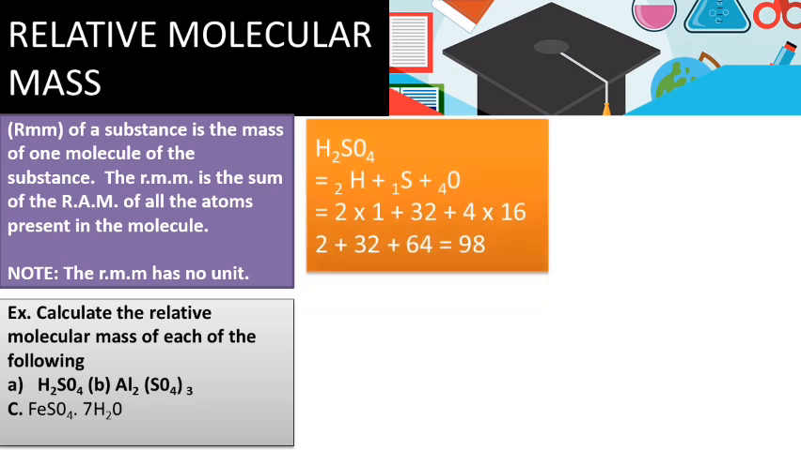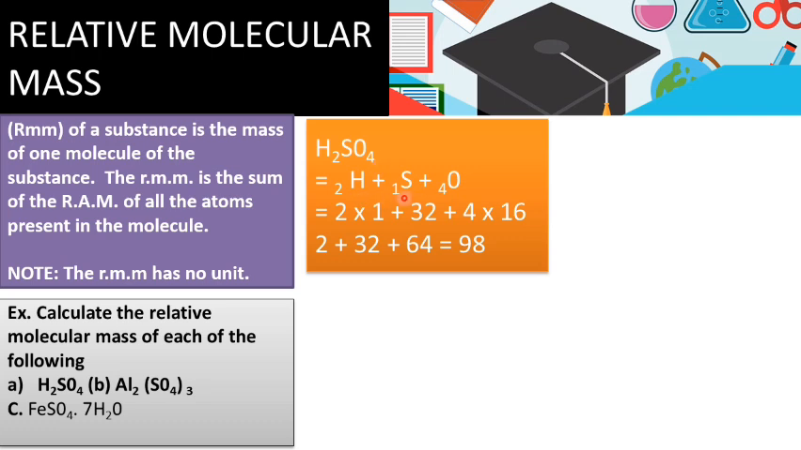Now take a look at this. So we want to calculate for H2SO4. First you need to determine the number of atoms of each element present in the compound. In this case, we have 2 atoms of hydrogen. For sulfur, there's no number there, but it's assumed to be 1, so we have 1 atom of sulfur. For the oxygen, you can see we have 4, so that tells you we have 4 atoms of oxygen.